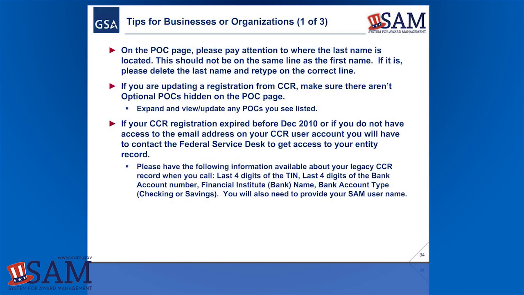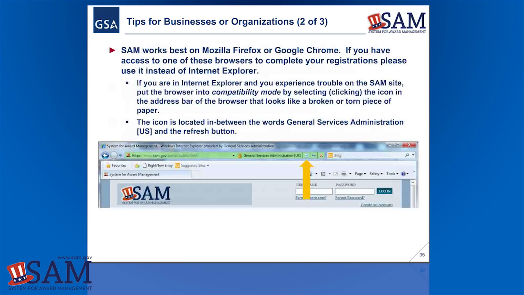All right. We talked about the last name, first name thing. Pay attention to that. We talked about the optional points of contact thing. Remind you on that. If for any reason your expiration date on CCR was before December 2010, you're going to probably have to contact the Federal Service Desk to get connected to that record, because there isn't an email address that we can migrate. When you're ready, have the last 4 digits of your taxpayer identification number, bank account, financial institution, have that information on hand, and obviously your SAM username.